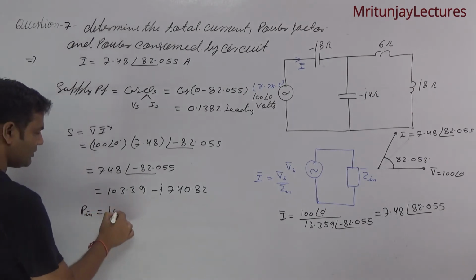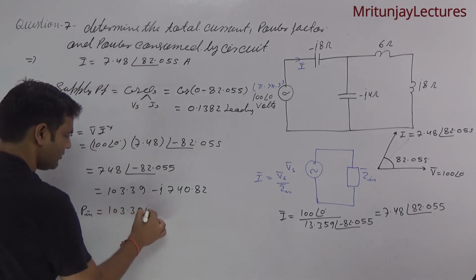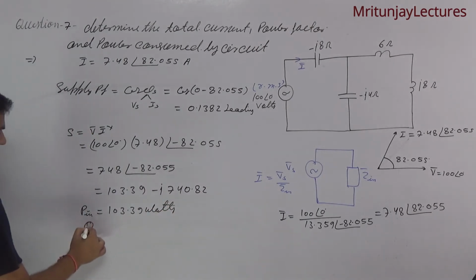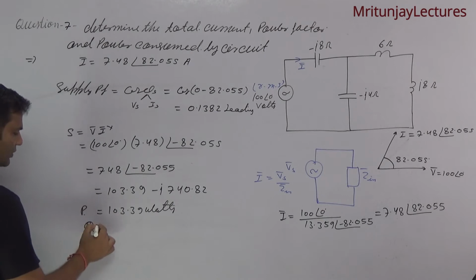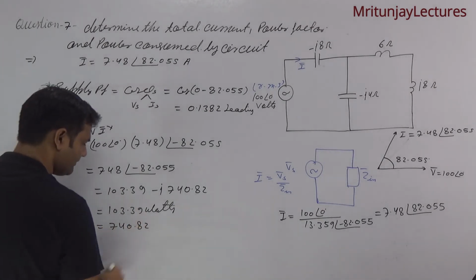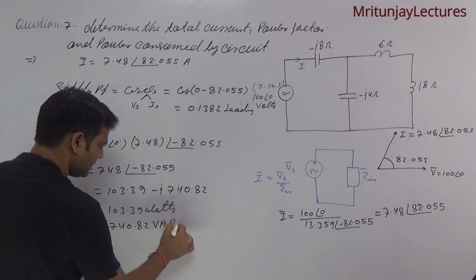So active power and reactive power. Active power is 103.39 watt. And what about reactive power? Q is written as 740.82 VAR. Clear?